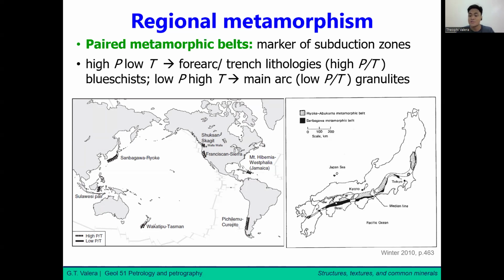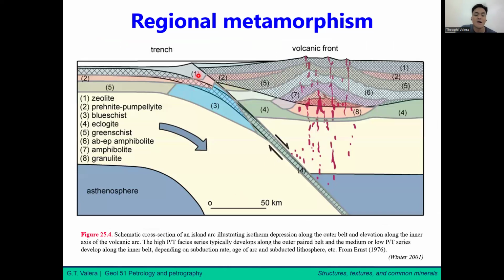And paired metamorphic belts, therefore, are characteristic of subduction zones, meaning you don't see them anywhere else. In no other tectonic setting will you expect to find paired metamorphic belts. Right? So this is how they form. Basically, the high pressure, low temperature regions represent the subducting slab, and the high temperature, moderate to high pressure represents the volcanic front. Okay, and slightly beyond the subduction front in some regions.